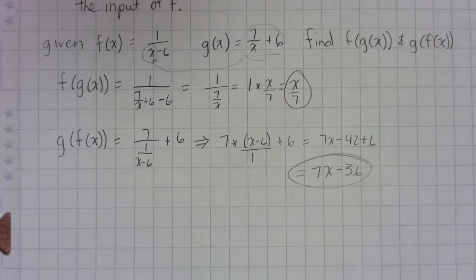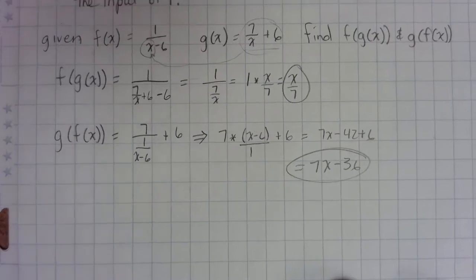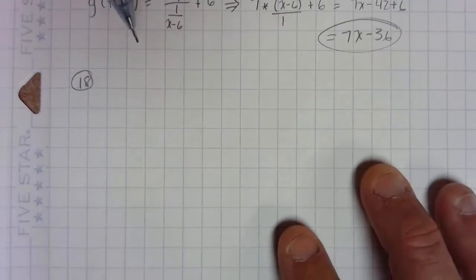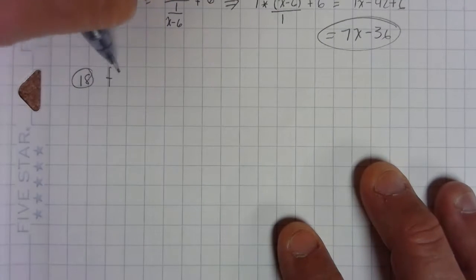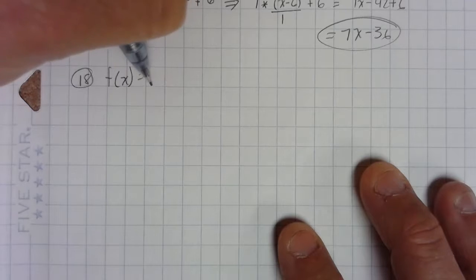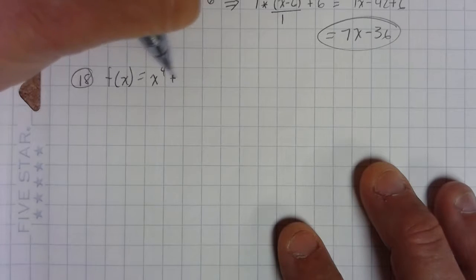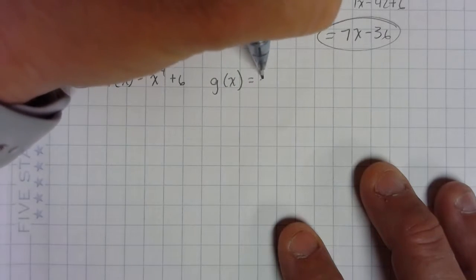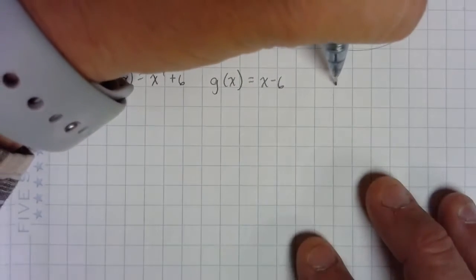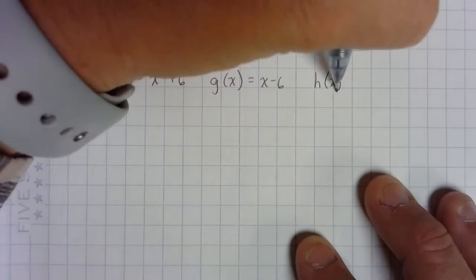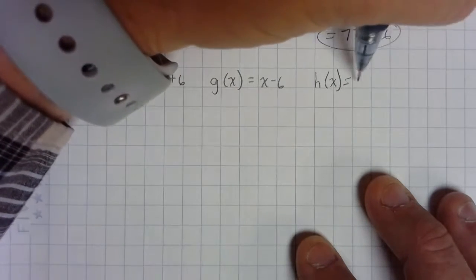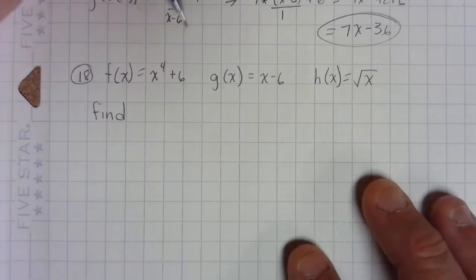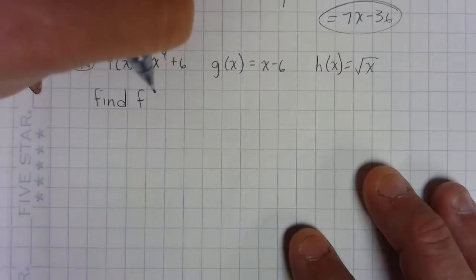I want to do number 18. It says f of x is x to the 4th plus 6. G of x is x minus 6. And h of x is the square root of x. They want us to find f of g of h of x.